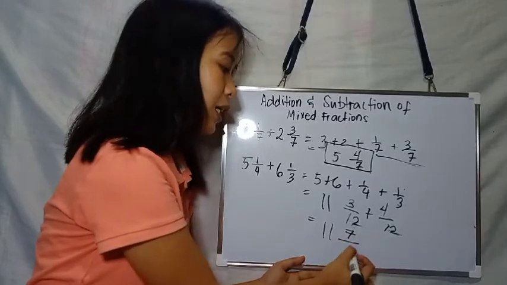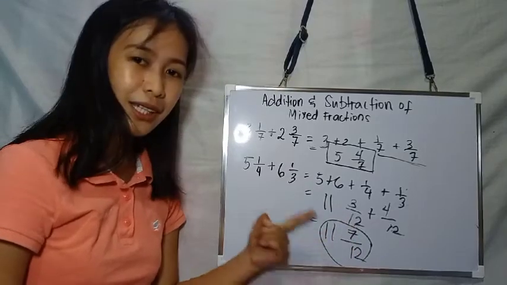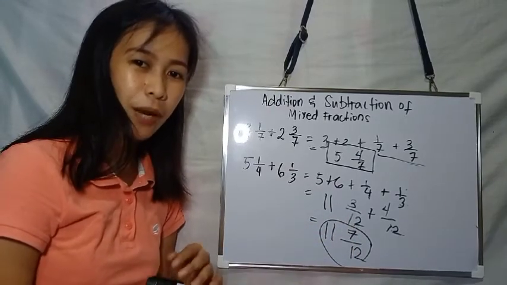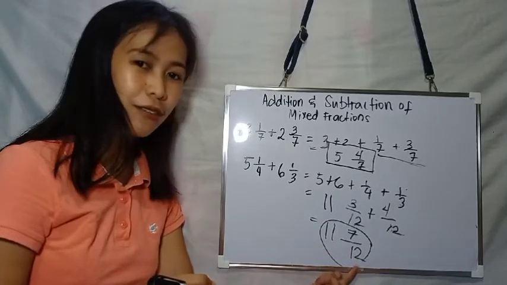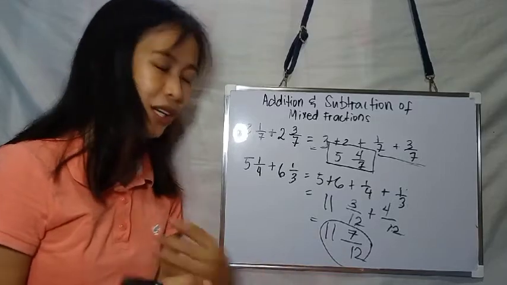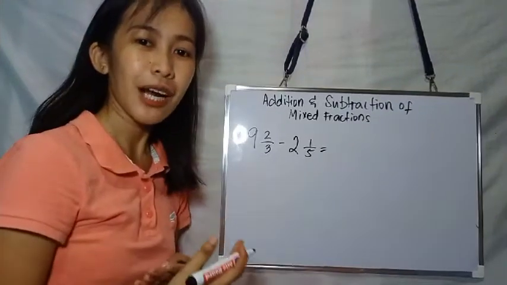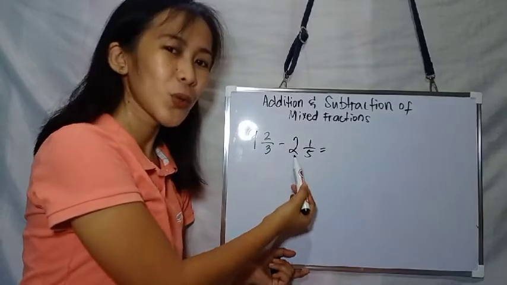And then just copy the denominator. And then the final answer is 11 and 7 over 12. Ganun lamang kasimple. Hindi na natin isi-simplify si fraction kasi wala naman tayong makukuhang GCF or greatest common factor sa kanya. And then for our third example, we have 9 and 2/3 minus 2 and 1/5.